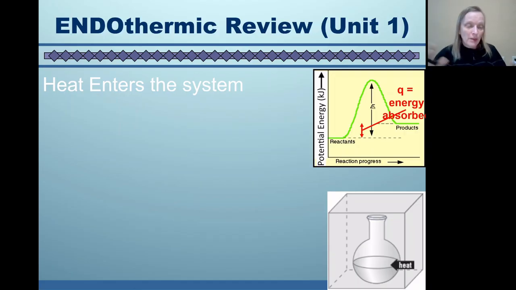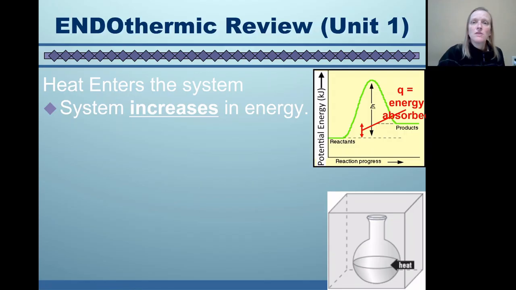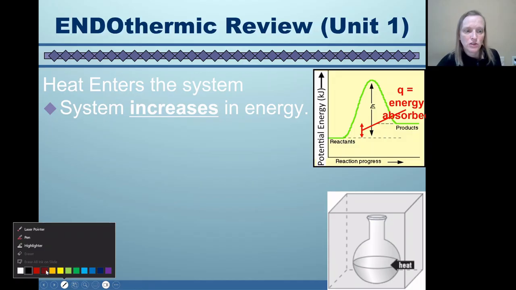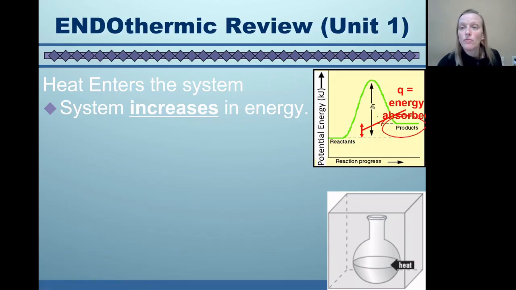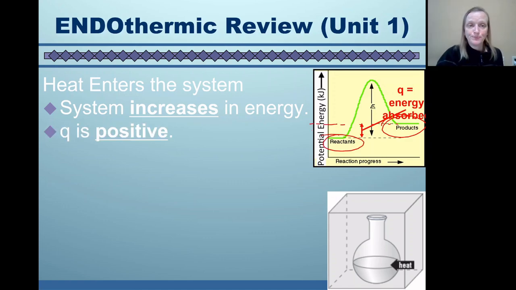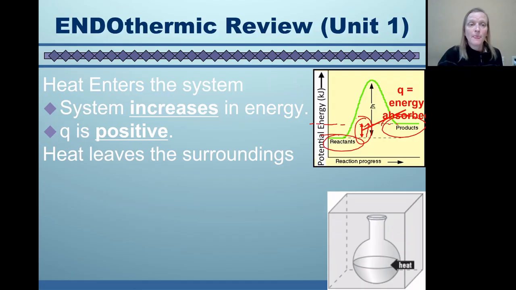So, just pictorially reminding you what this looks like. This is an endothermic reaction pathway diagram, and we learned about these in Unit 1. In an endothermic reaction, heat enters the system and it increases in energy. So you can see at the end of the reaction here, this is at a higher energy level than we were at the start of the reaction. Because of that increase in energy, Q is positive. Notice that this value here, from the start to the finish, we went up, so Q is positive.